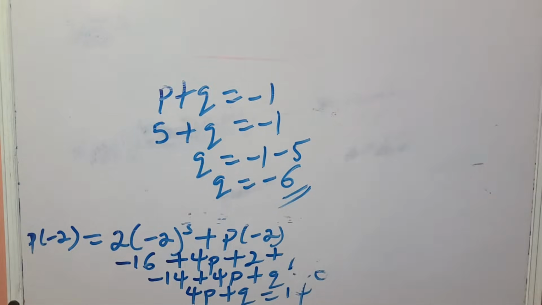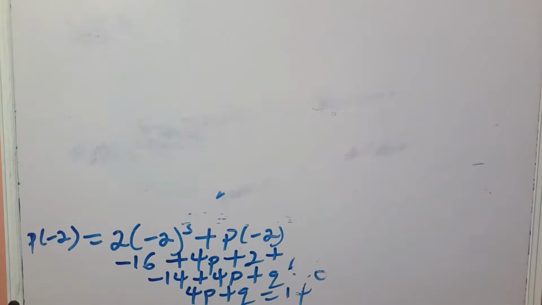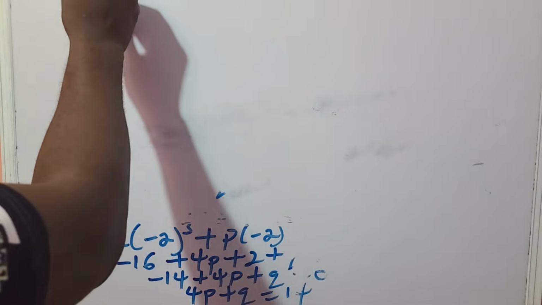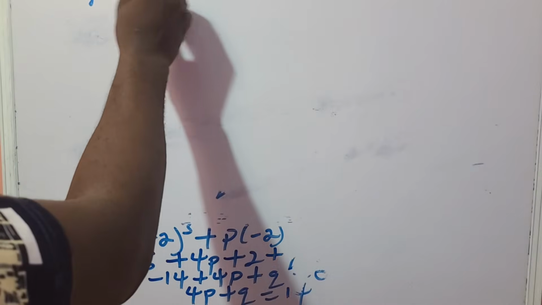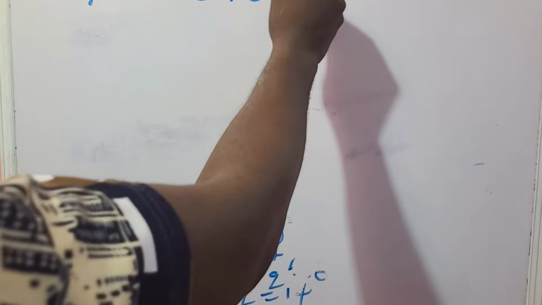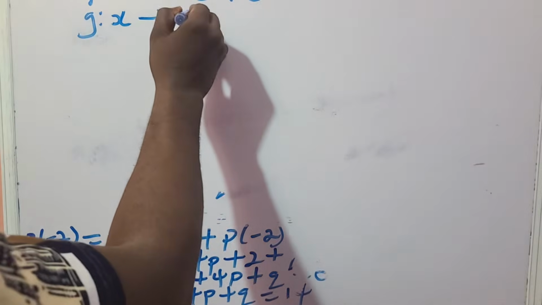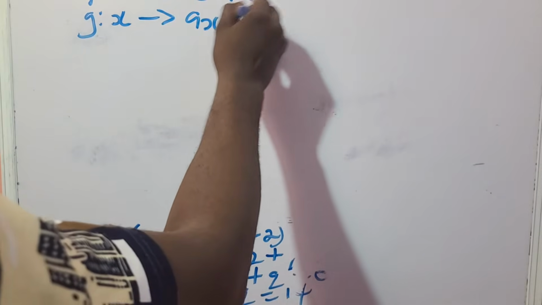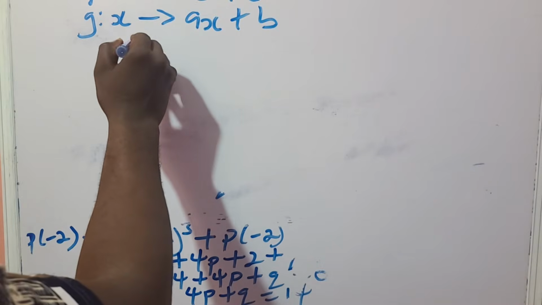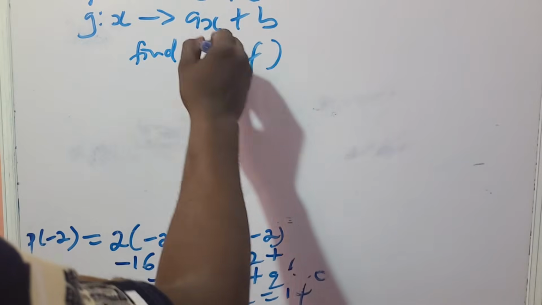So the next question said we are supposed to solve. The next question is based on composite function. We have a function given, f of x equals x squared plus c, and we have another function given, g of x equals ax plus b. We have to find g o f x.